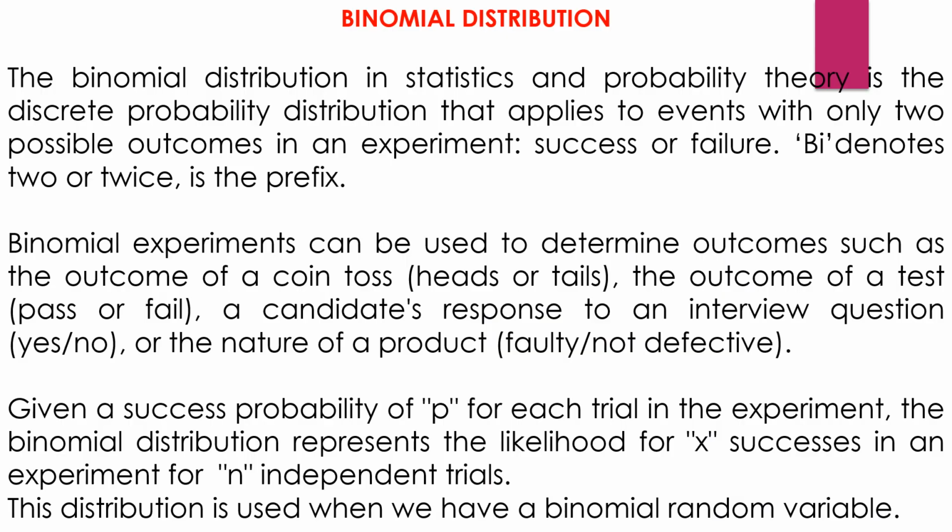We know that binomial distribution in probability theory is the discrete probability distribution that is applicable to events with only two possible outcomes in an experiment. The two possible outcomes can be either success or failure. As the name itself suggests, bi denotes two or twice, which is the prefix in binomial distribution.